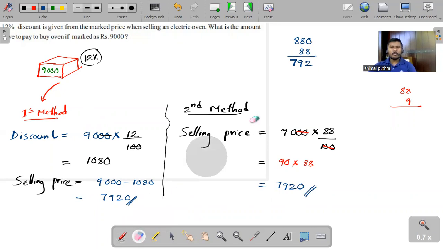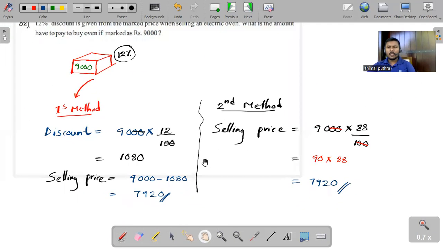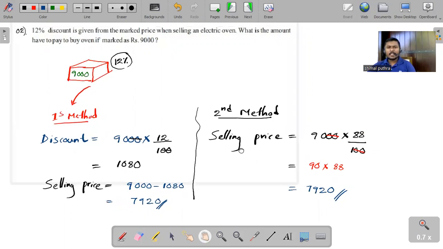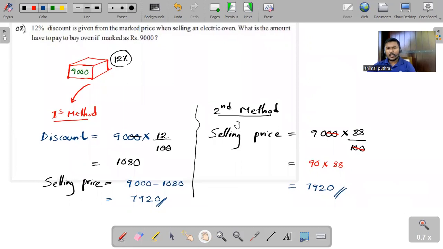We found both answers in both methods. You can use one of those methods. Okay, that is the answer for the second question. Please view the video and copy the answer, and we can move to the third question.